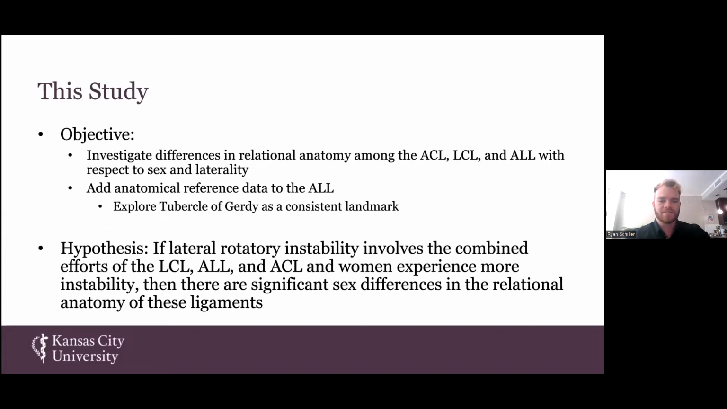And this is my hypothesis. Basically, if lateral rotatory instability involves these ligaments and women experience more instability, then there should be significant sex differences in the relational anatomy of these ligaments.